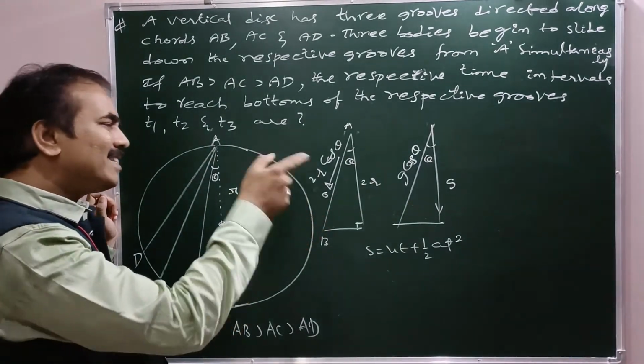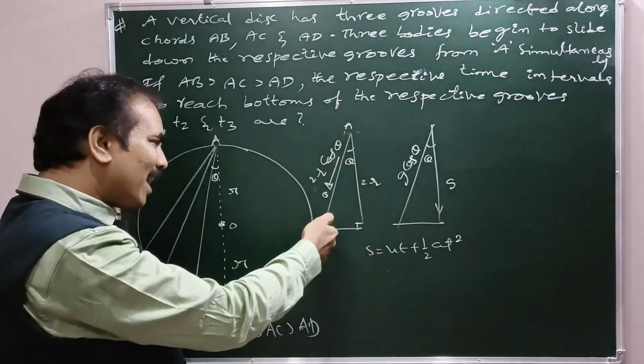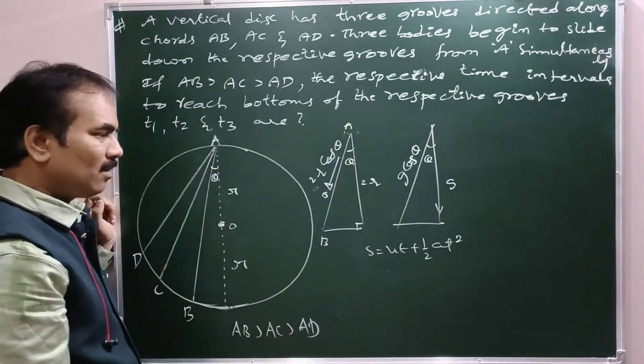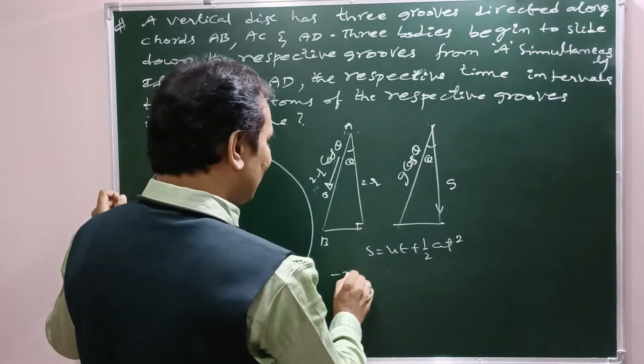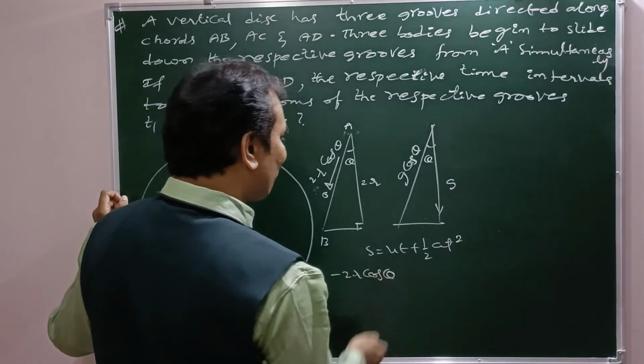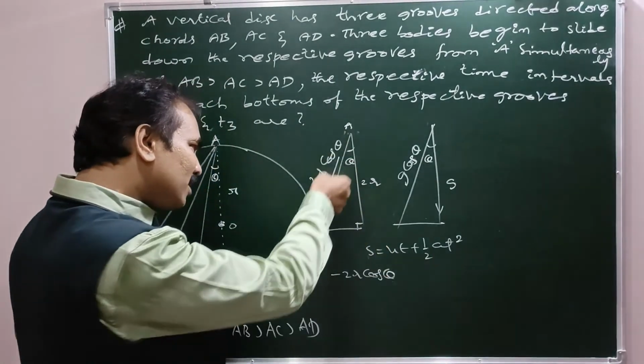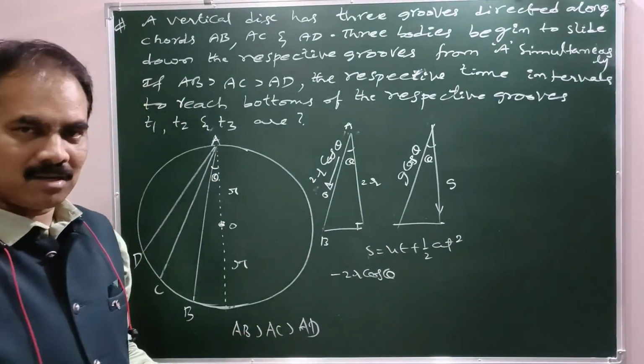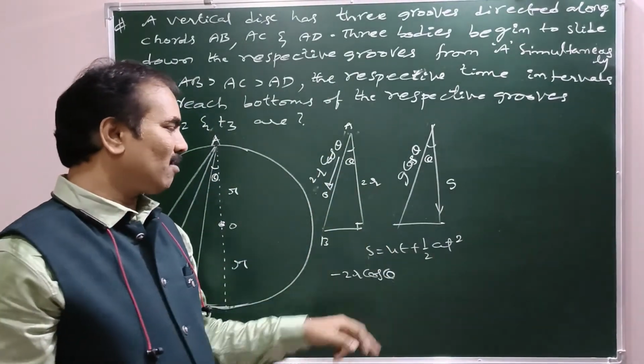Now, what is its component along chord length? That is 2R cos theta. So, minus 2R cos theta on taking sign convention. Why? Because 2R is negative, so this is also negative as per sign convention. As per sign convention, minus 2R cos theta.